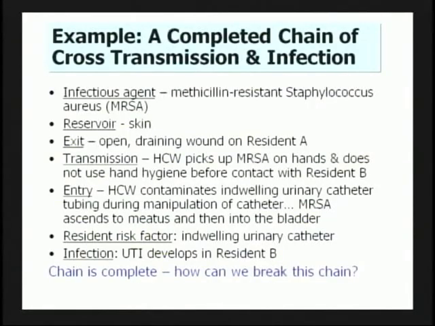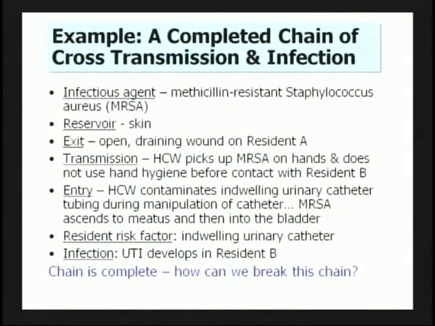So let's walk through an example of a completed chain of transmission. The infectious agent here would be methicillin-resistant Staph aureus, or MRSA. The reservoir would be one of the residents' skin that is colonized. They don't have an active infection; we talked about colonization earlier.